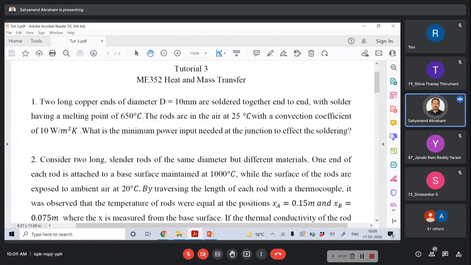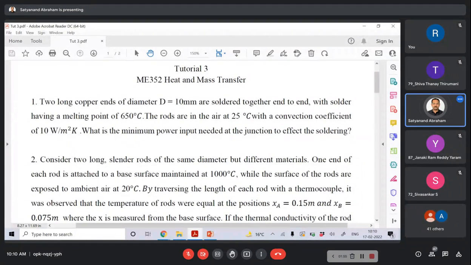Okay, so that means two copper rods are being soldered. It is given as long, so that gives us a hint that whatever we are dealing with is very long, so the length doesn't actually matter. And it is in convection. So that hints that this is probably a fin problem.